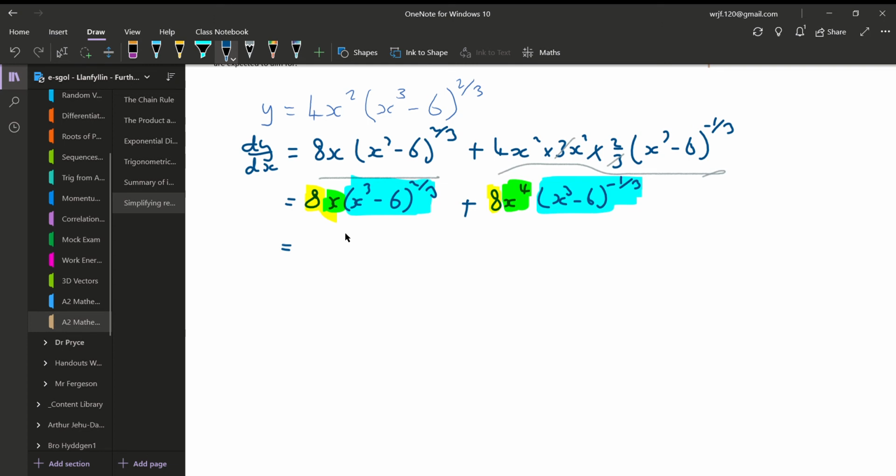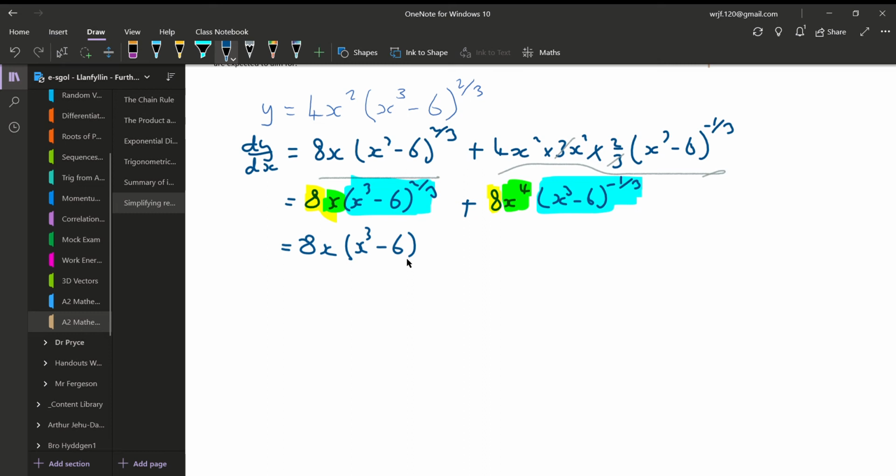8 is common to both, so 8 can come out of both terms. X I've got in the first term, and in the second term I've got x to the power of 4, so the common factor there coming out is x. And then they've both got, as I say, the same bracket with different powers on them, but the same bracket. So that's going to appear out here as a common factor in both terms as well. Question is, what power should I put on it?